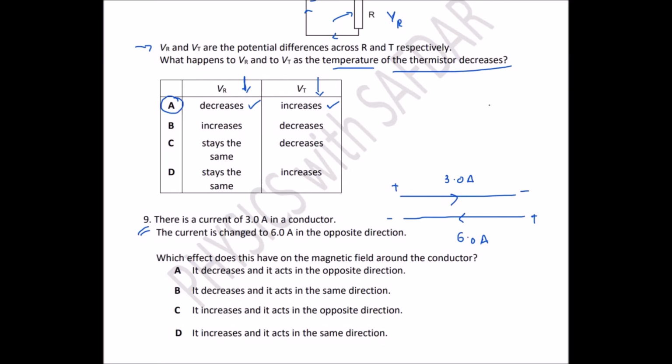Now look at the options. Option A, it decreases. That's not true. And acts in the opposite direction. Cross this one. It decreases. Not possible. Cross. It increases. True statement. And it acts in the opposite direction. Correct statement. Check the last one. It increases. This part is okay. Same direction. That's not possible. Cross this one. Option C here is the right answer.